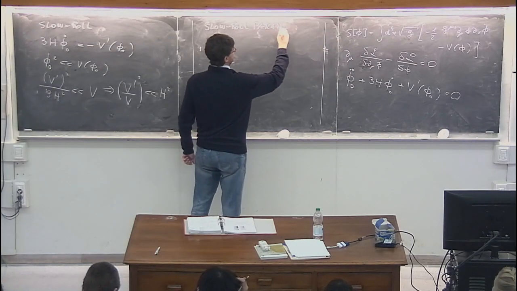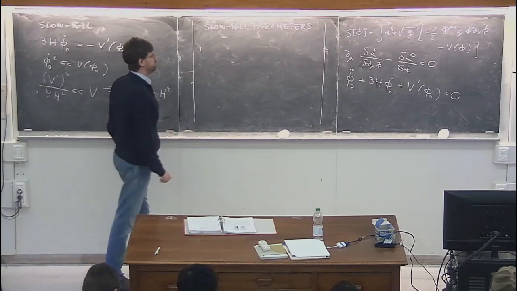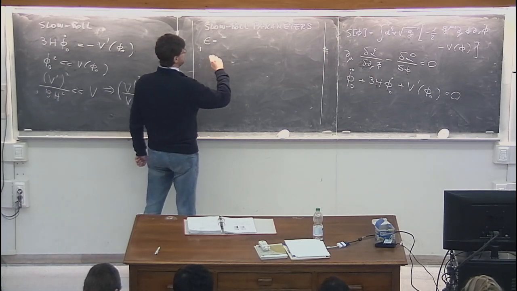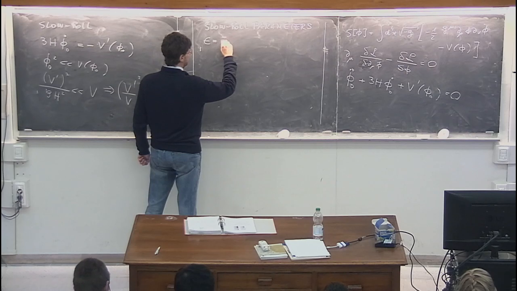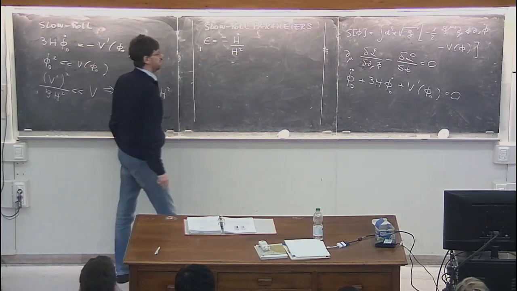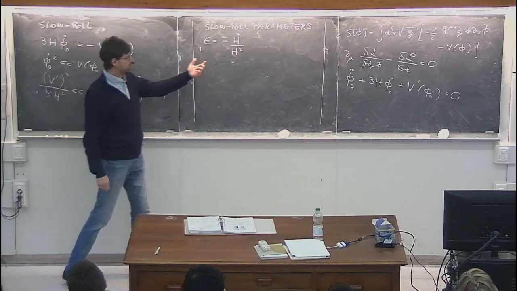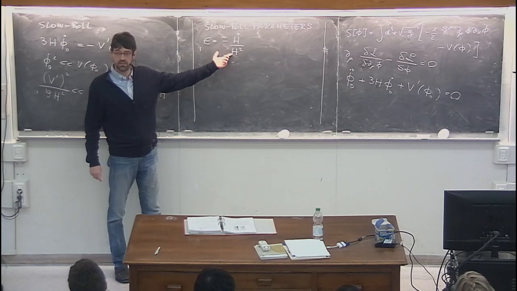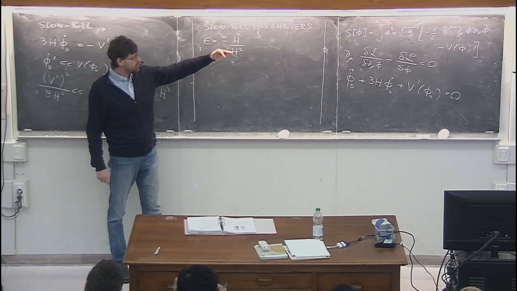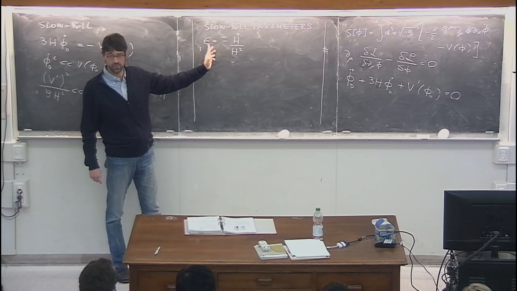So first of all, I introduce the epsilon parameter, which is by definition minus H dot divided by H square. In the first part of the lecture, we assumed that H was constant, if you remember. So if H is not exactly constant, but is changing even though slowly with time, you expect this parameter to be smaller than unity.